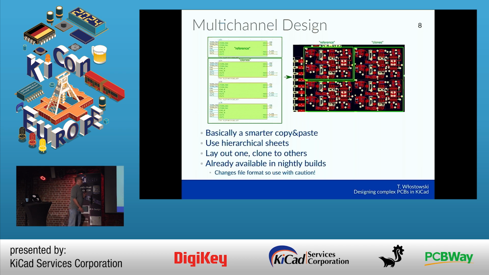So basically, it's a smarter copy and paste that is aware of the hierarchical sheet instances and can map them into rule areas on the PCB, so that you design just one and automatically, or well, semi-automatically, repeat the layout to the others. Then if you change the reference area, you can repeat again, and everything will be updated more or less automatically. This feature is available, by the way, in the nightly builds already.